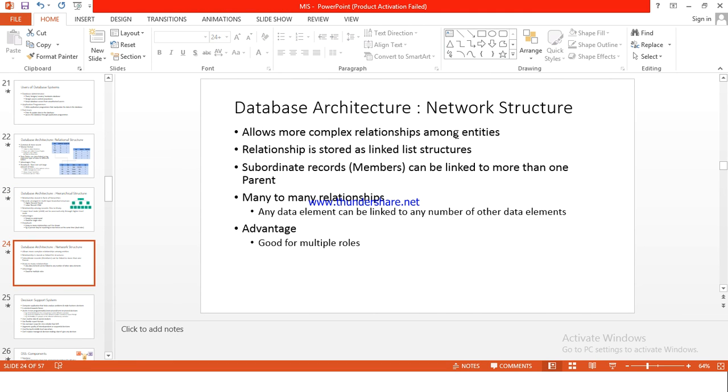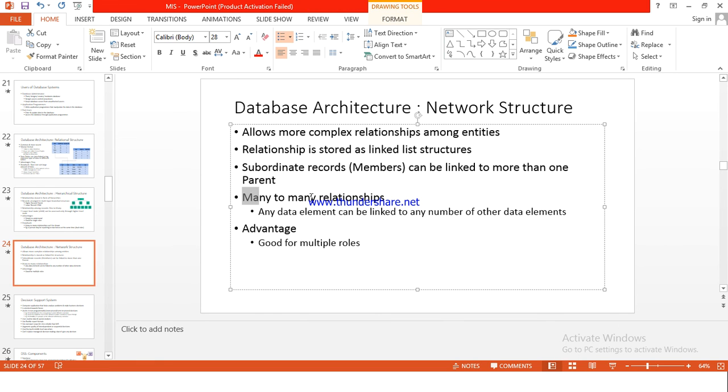The third kind is called the network structure. And now this is an improvement over the hierarchical structure. Why? In the sense that we can show many to many relationships also, which means we can have more than one parent and we can depict it using the network structure. So if one particular record has more than one higher level records, even then we can make use of network structure to show this kind of an arrangement. So many to many relationships are easy. They can be easily shown using the network structure.